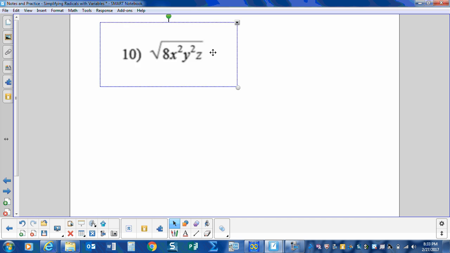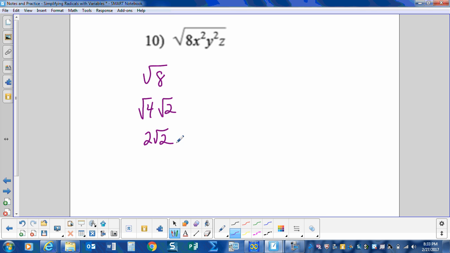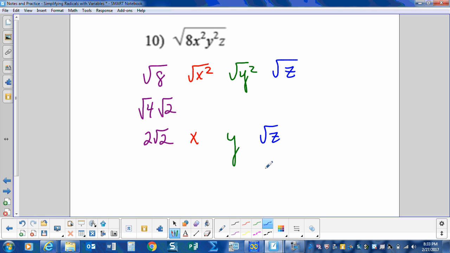Last example, number 10. We have the square root of 8, which is the square root of 4 times the square root of 2, which is 2 square roots of 2. Square root of x squared, which is x. Square root of y squared, which is y. And the square root of z, which is the square root of z. So what do I have on the outside? I have a 2xy, and under the radicand, I have a 2 and a z.